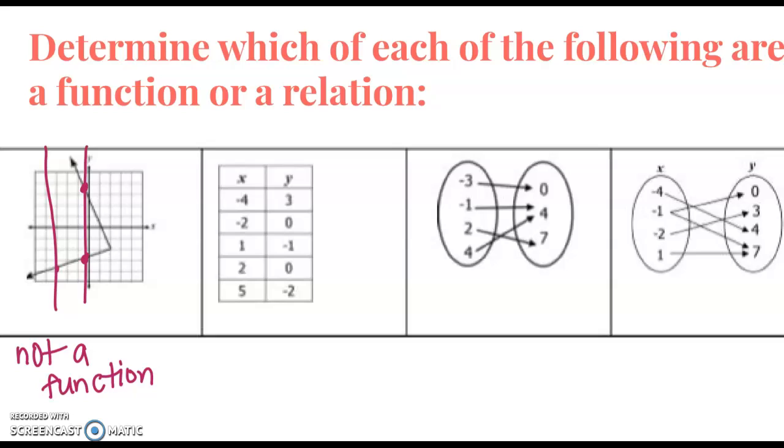If I have a set of ordered pairs instead, what I'm going to do is look at the x values. Again, do I care about the y's? Nope. Y's can do whatever, but I do not want any x's to repeat. So I have -4, -2, 1, 2, and 5. Did anything repeat? Nope. So we are good. Yes, this is a function.